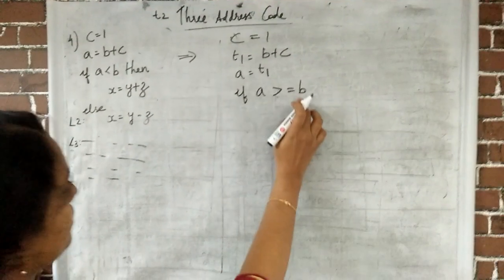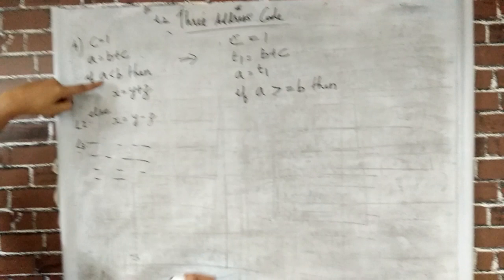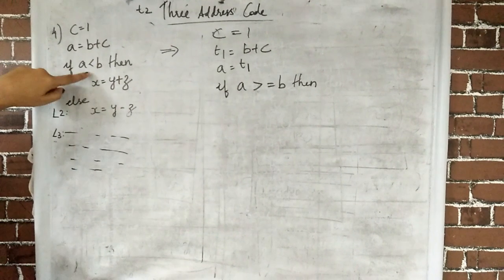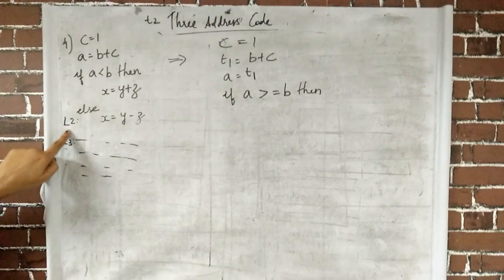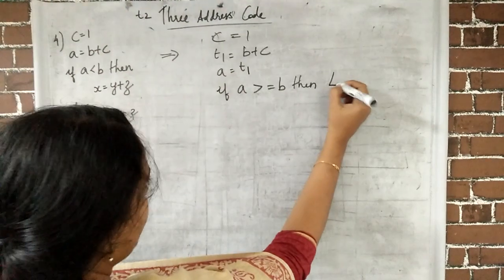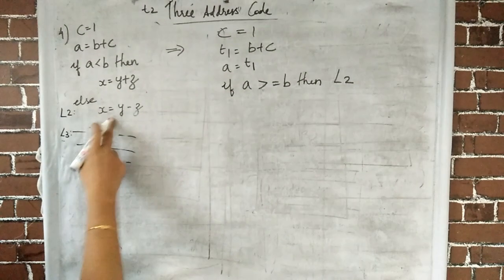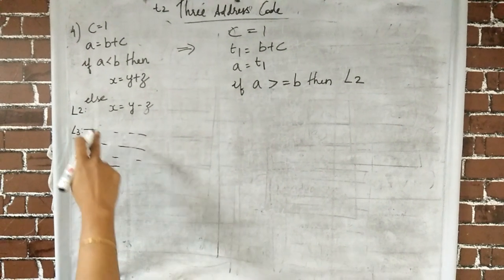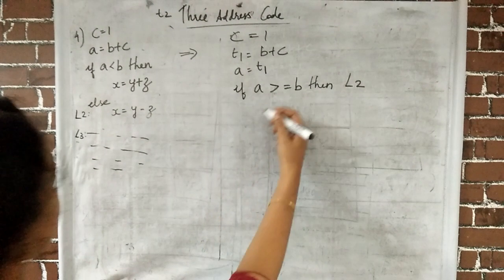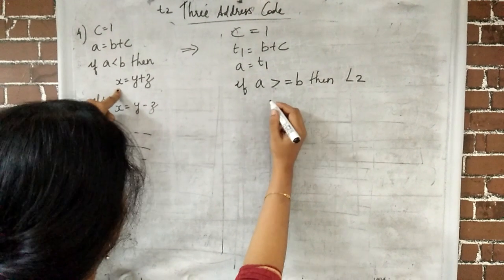If A greater than or equal to B, that means if the reverse condition is true, what do we have to execute? You have to execute the else portion, and the else portion is labeled as L2. Understand the meaning? I have written the reverse, so if this is true, it has to execute the else portion, which we have labeled as L2. Then write whatever things are available after this statement.